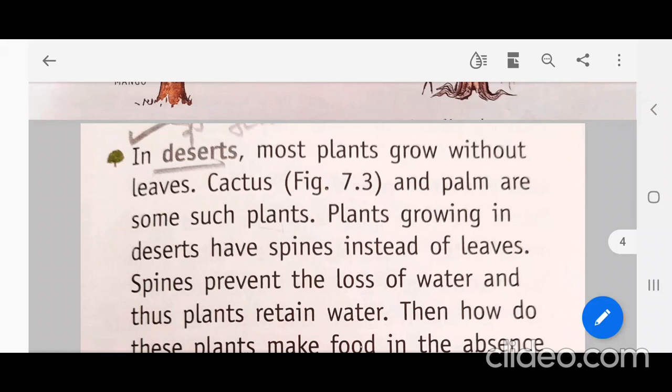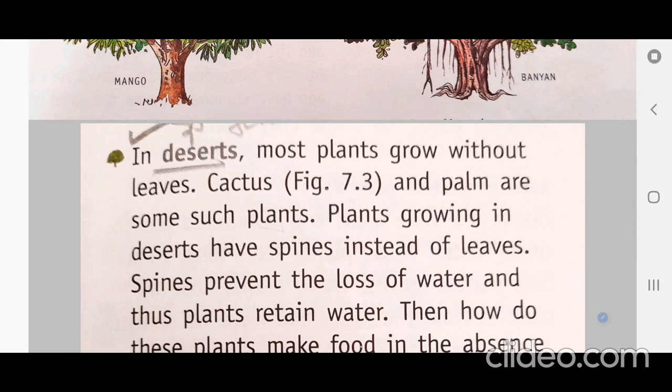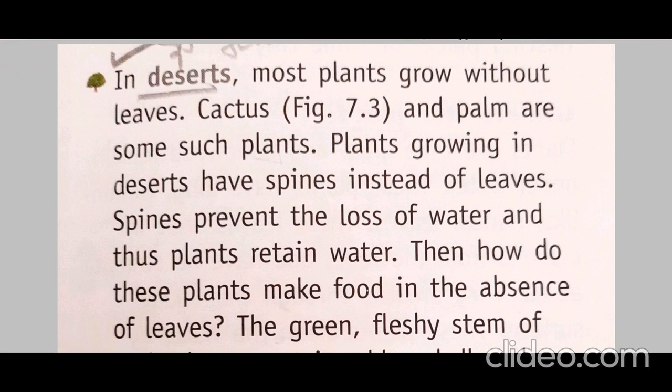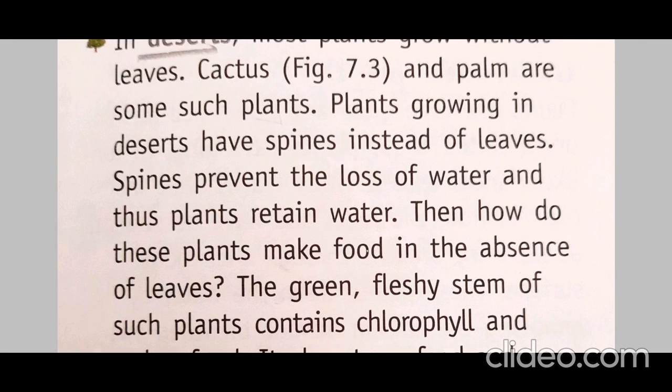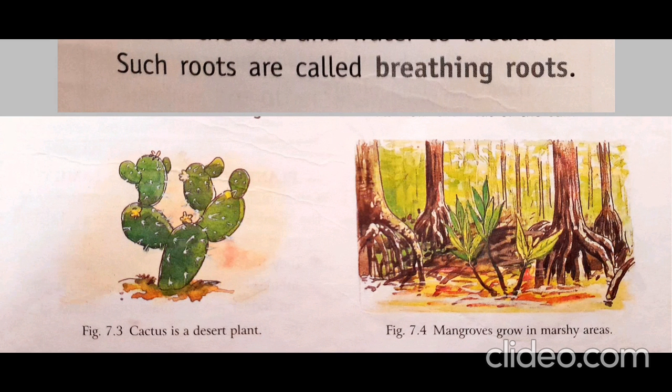Next, in deserts, most plants grow without leaves, and if present, they are very small in size or in the form of spines or thorns. Cactus and the palm. I will show you figure 7.3 which is given in your textbook. See page number 59, figure 7.3.